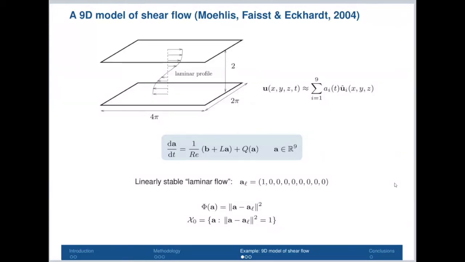The model has a linearly stable equilibrium, which represents a sinusoidal laminar flow as shown in the sketch, which corresponds to a particular choice of modal amplitudes. And what I want to look at is the amplification of the energy, or the distance, of perturbations from this laminar flow. So my phi is just the distance from A_L, and the initial perturbations will have unit energy. Here I'm using A to denote the state vector of amplitudes, but here A is what previously was X.